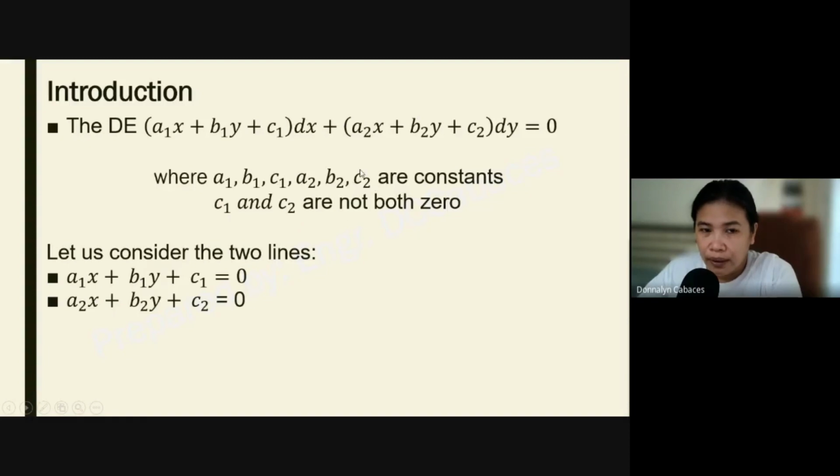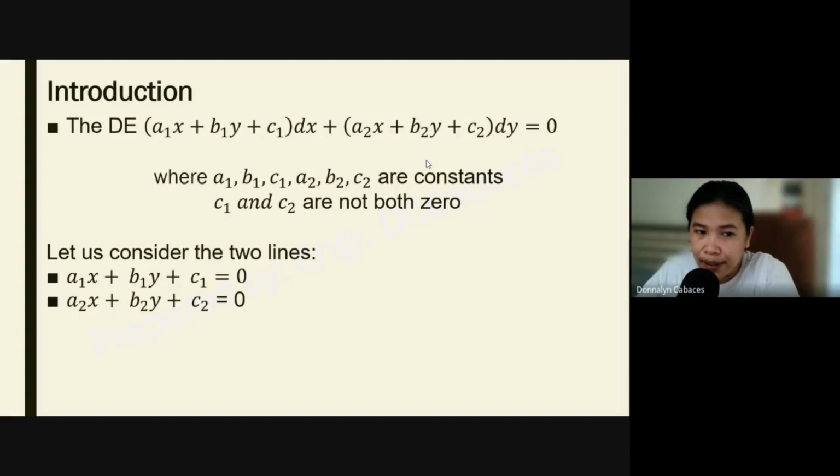Take note of that. You have here plus c1 and plus c2. If these are both 0, then what will happen? It will result to a homogeneous differential equation. So for us to have this coefficient linear in two variables, there should be c1 or c2 only or both, but it cannot be both 0.